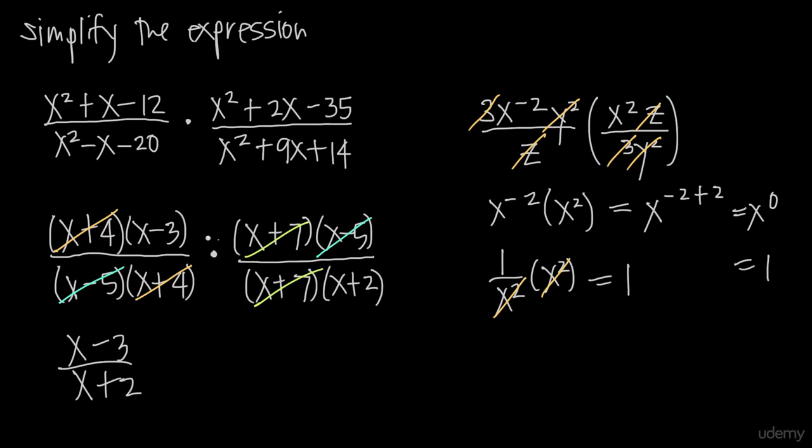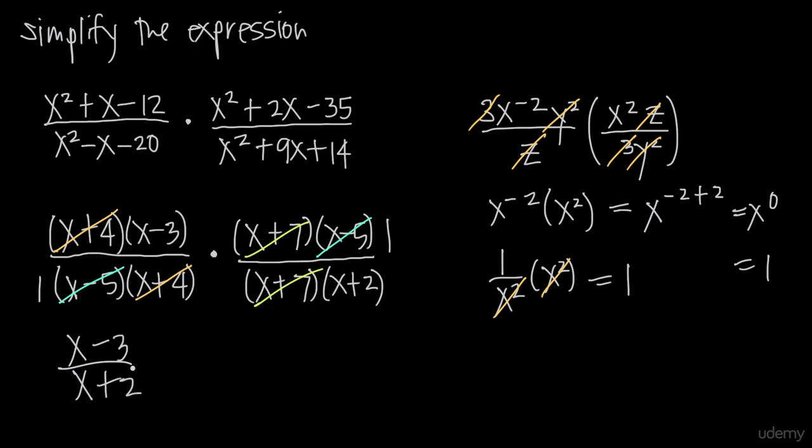So when I multiply across, really this is x minus 3 times 1. All I'm left with here in the numerator is 1 when I cancel both of these factors. And same thing here, I'm left with just 1 in the denominator when I cancel x minus 5 and x plus 4. So I get 1 times x plus 2, or just x plus 2.